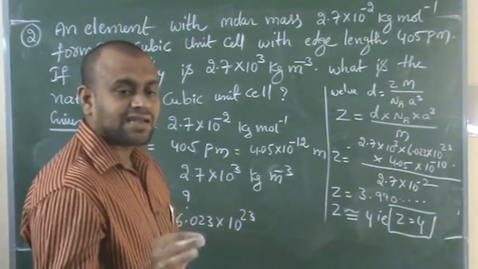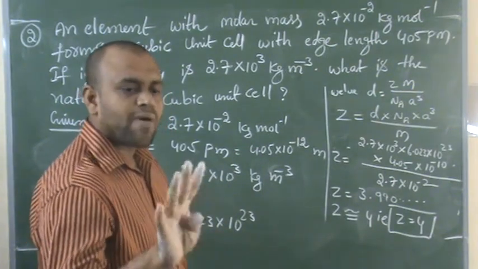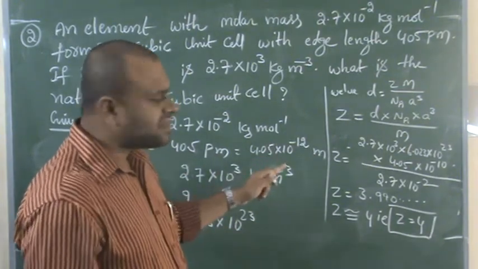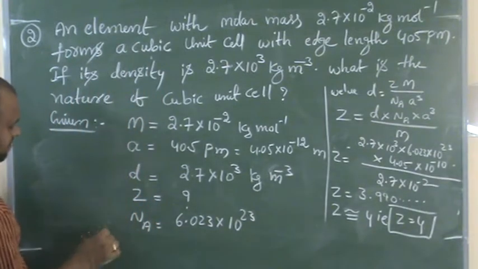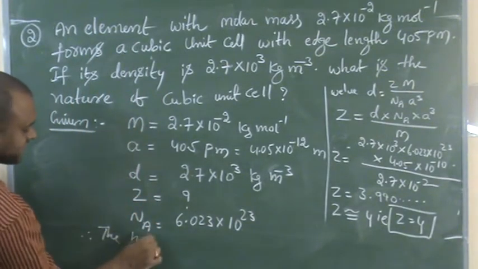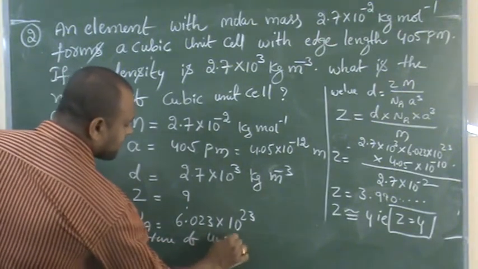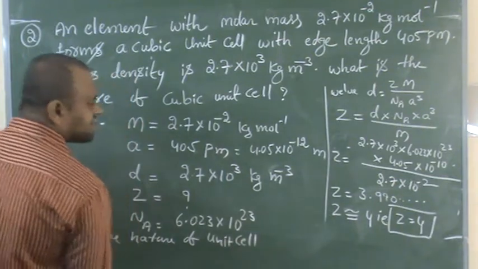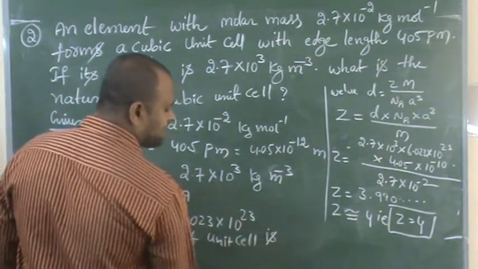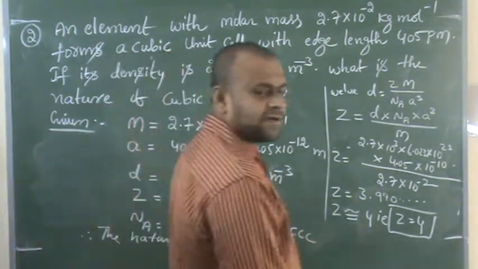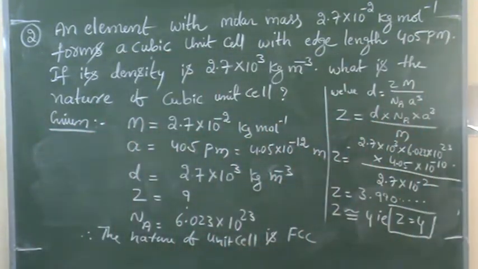That means how many particles are there in the unit cell? 4 particles. If there are 4 particles, then what kind of unit cell is it? Therefore, the nature of the unit cell is FCC, face centered cubic unit cell. It is a face centered cubic unit cell. Understood, right? Make a note of it.